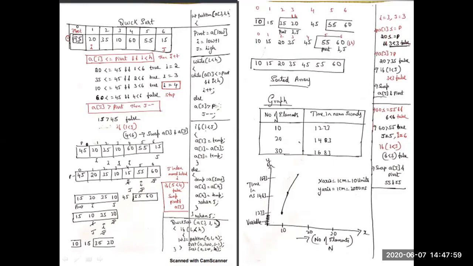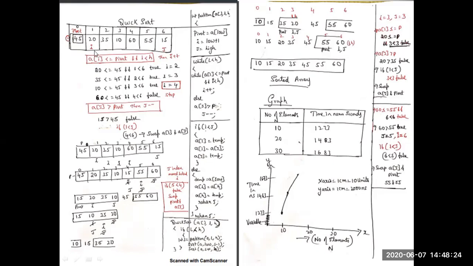Now, as you know, you are comparing while low is less than high, meaning there are multiple elements. Low index is 1, high index is 6, and 1 is less than 6, so you can perform the operation. A of I is 20, which is less than or equal to the pivot. Yes, 20 is less than or equal to the pivot, and I is less than high.